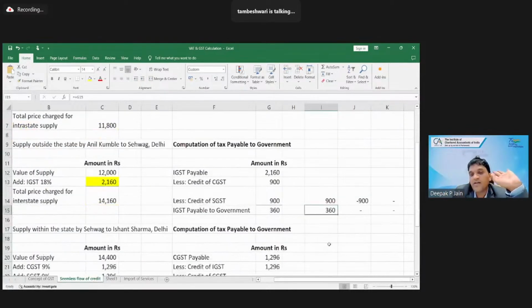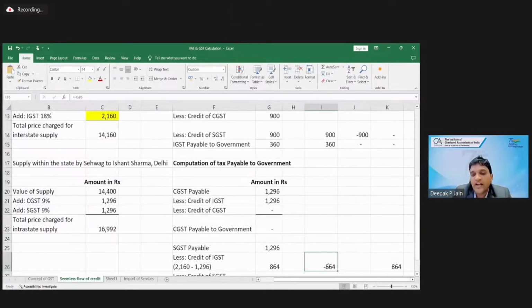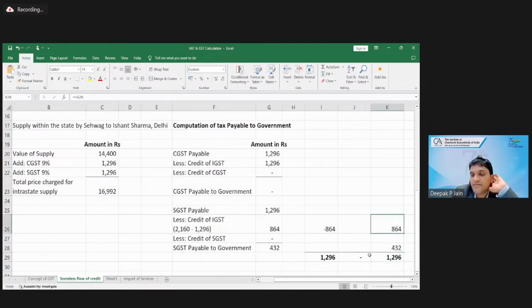Yes, sir. Got it, sir. And further IGST of 864 will be reduced and given to the state government. Yes, sir. Thank you, sir.